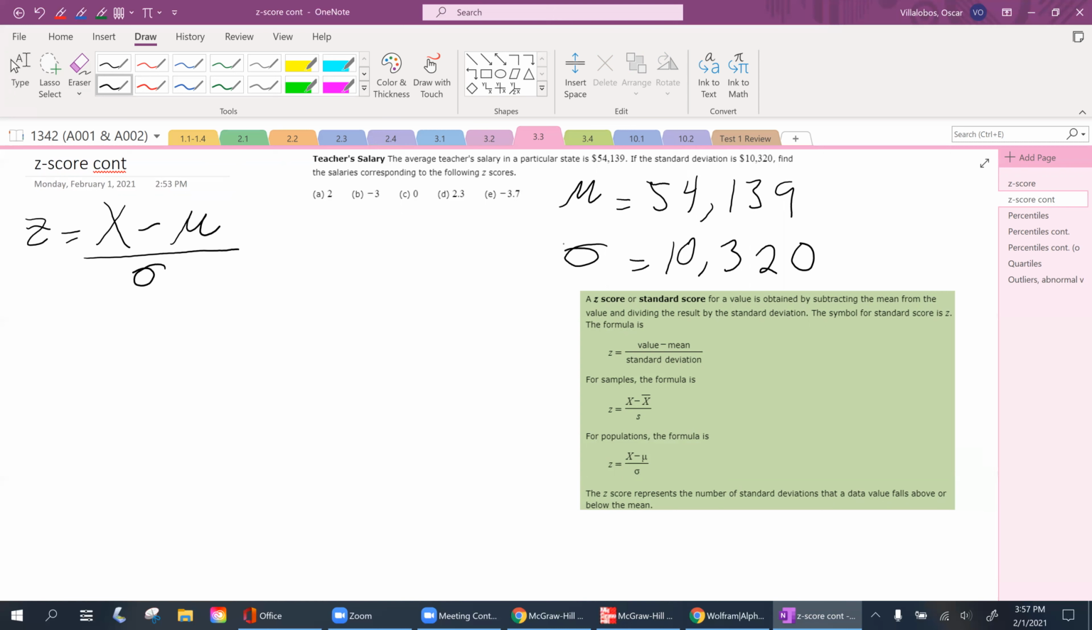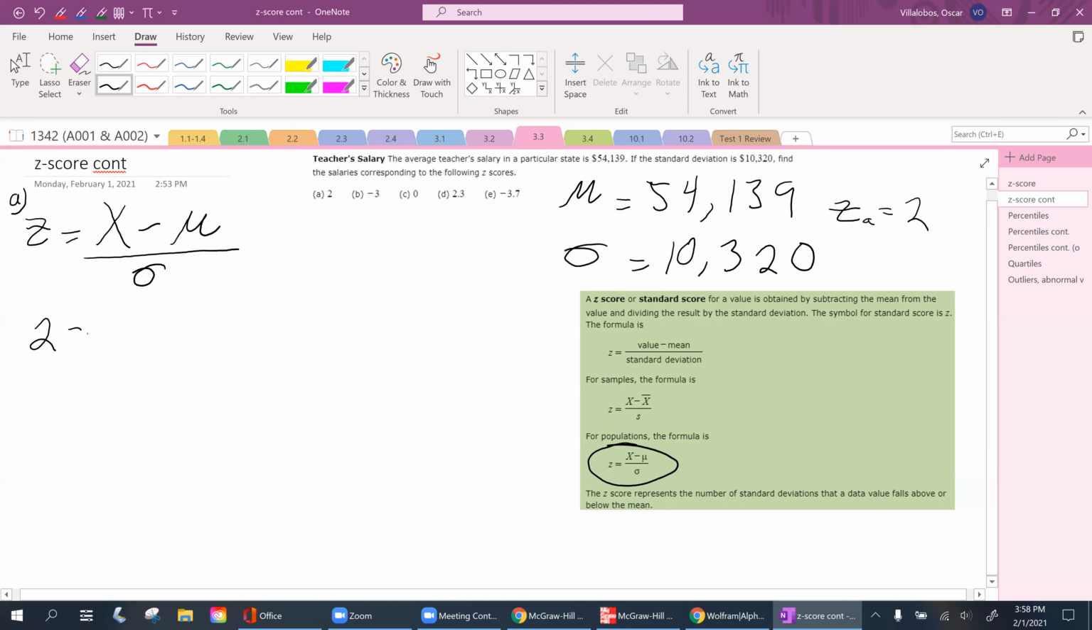Awesome. So let's go ahead and plug that in. Let's do A, because we know this is the formula we need to use right there. For A, my Z score is given. My Z for A is going to be 2, so I'm going to plug this into that formula here.